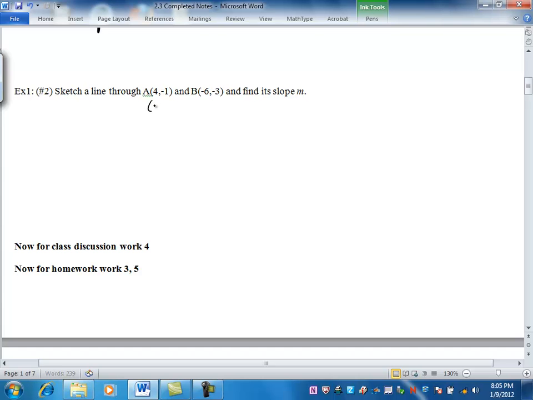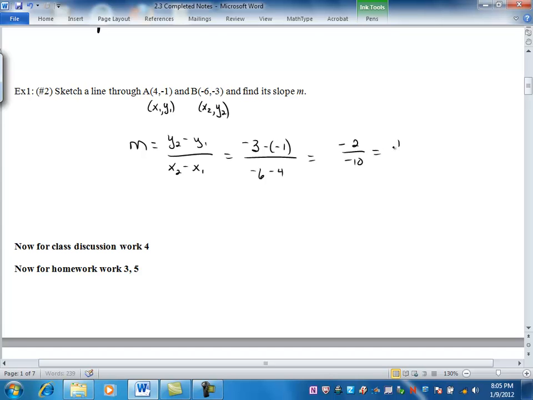It doesn't really matter which point we call x1, y1 and which point we call x2, y2, as long as we're consistent. We know slope is the change in y, y2 minus y1, over the change in x, x2 minus x1. We're looking at negative 3 minus a negative 1 over negative 6 minus 4. We're looking at negative 2 over negative 10, which is 1/5, so there's my slope. For class discussion, please work problem number 4 and then 3 and 5 in the homework.